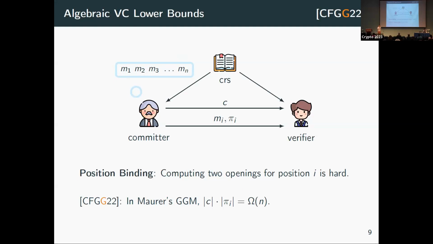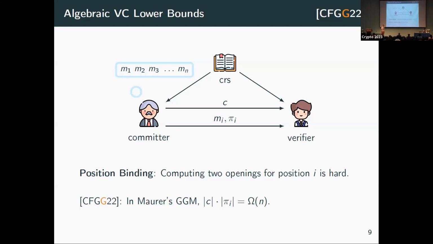Vector commitments are a primitive, like standard commitments. But the key difference is that you can commit to a vector of messages and then only open specific positions. Now, the security property is position binding, meaning that for a given position i, it's very hard to open to two different messages. And in the Maurer generic group model, it was shown by Catalano, Fiore, Gennaro, and myself in 2022 that some lower bound on the commitment length and opening proof must apply.